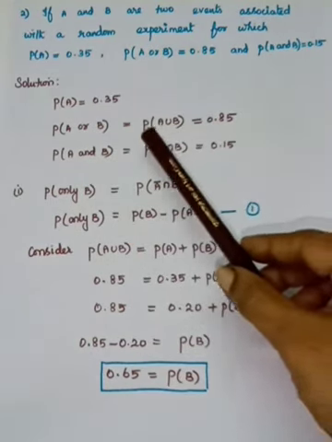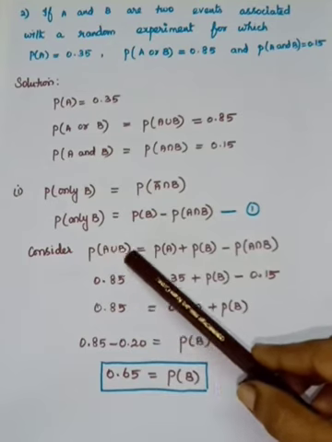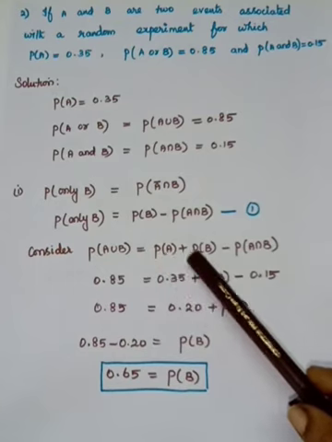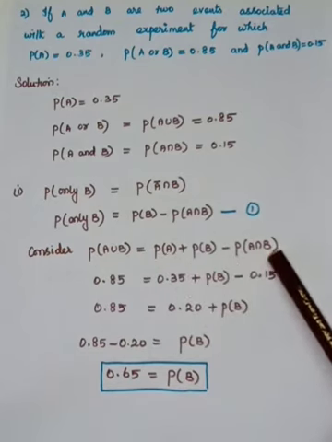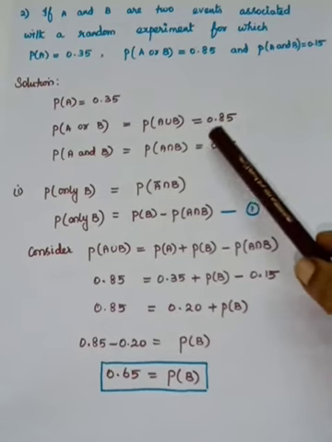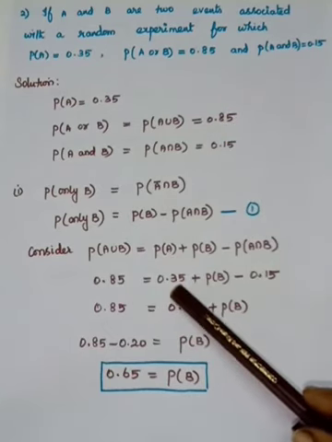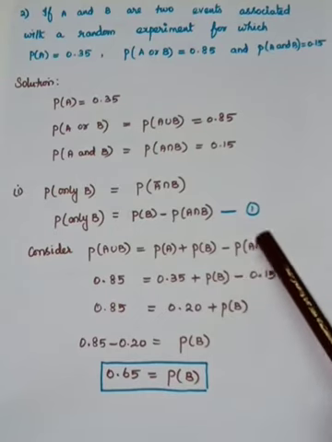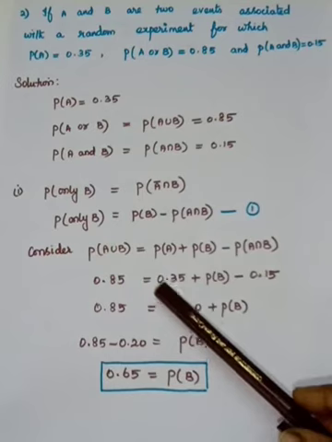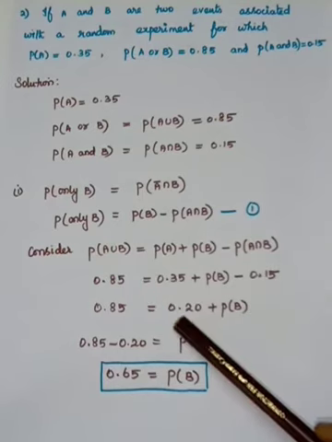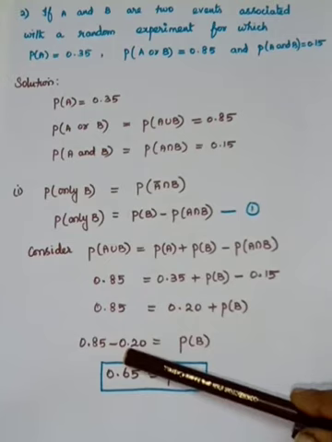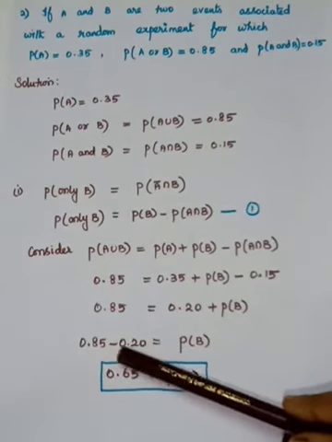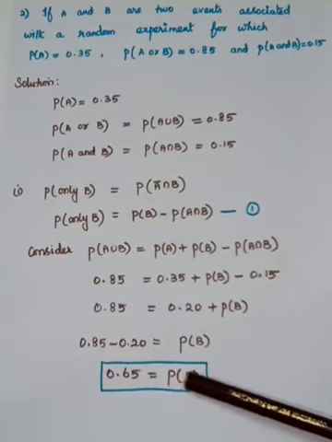So you take the result of P of A union B. If A and B are any two events, P of A union B can be written as P of A plus P of B minus P of A intersection B. What is P of A union B? It is given as 0.85. P of A is 0.35 plus P of B minus P of A intersection B, that is 0.15. So 0.35 minus 0.15 is 0.20. If you bring it to the left side, it is minus 0.20. So 0.85 minus 0.20 is 0.65. That is your P of B.